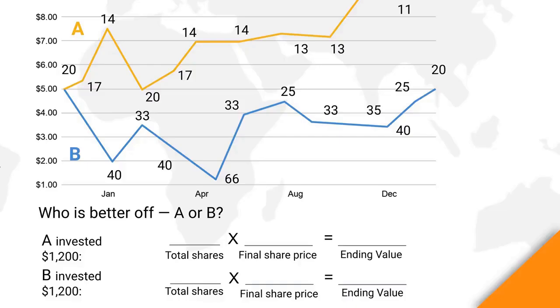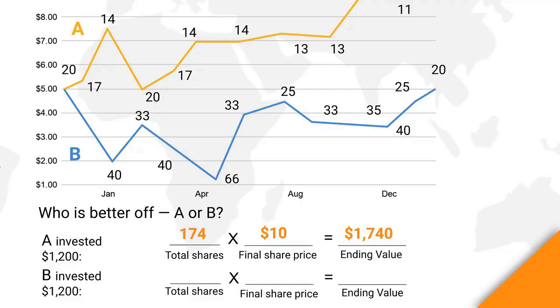Well, you invested $100 each month for 12 months, so $1,200 in total. Had you invested into Fund A, you would have purchased 174 shares over the year. Multiply this by the $10 value per share at the end of the year, and you can see that your $1,200 investment grew to $1,740. Not bad. Now what about Fund B?